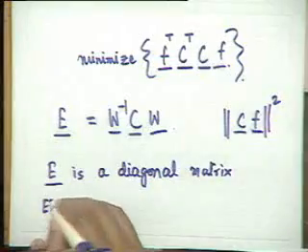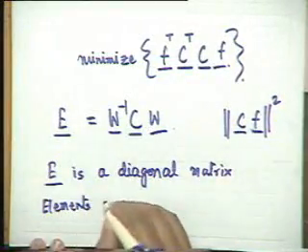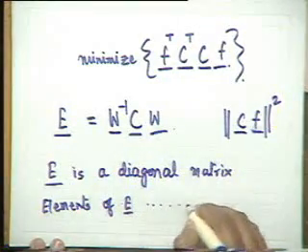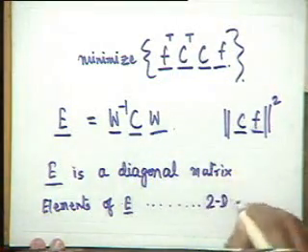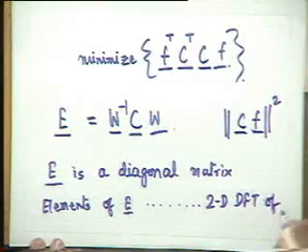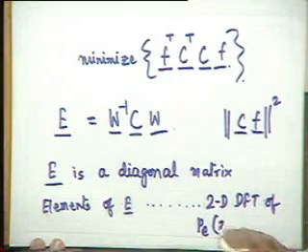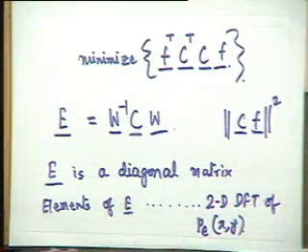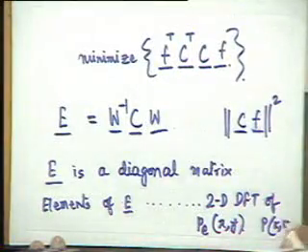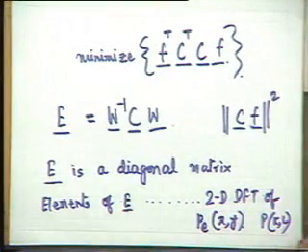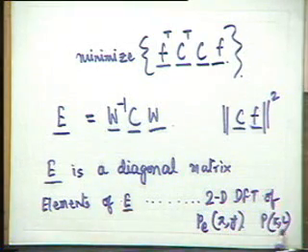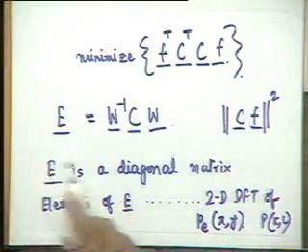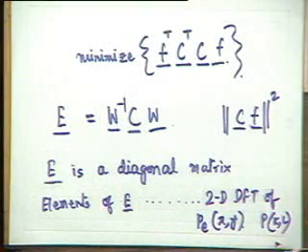So the elements of the diagonal matrix, the elements of E, will be nothing but the 2D discrete Fourier transform of PE(x,y). Call the 2D DFT of PE(x,y) to be capital P index KL, that is the KLth element of the 2D DFT of PE(x,y), and the diagonal matrix elements will be like this.